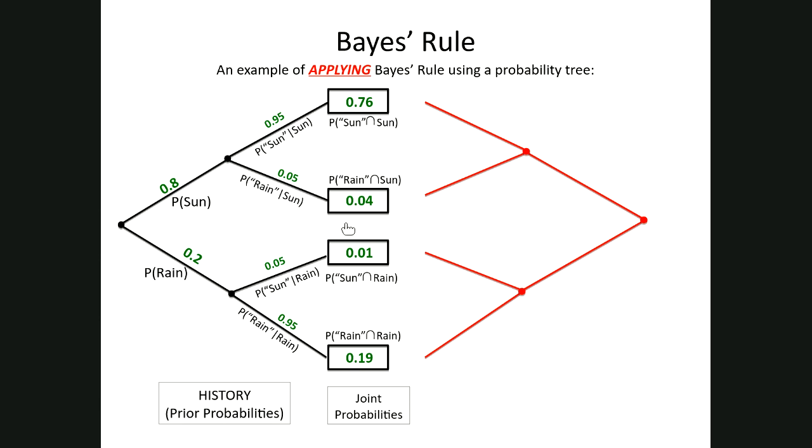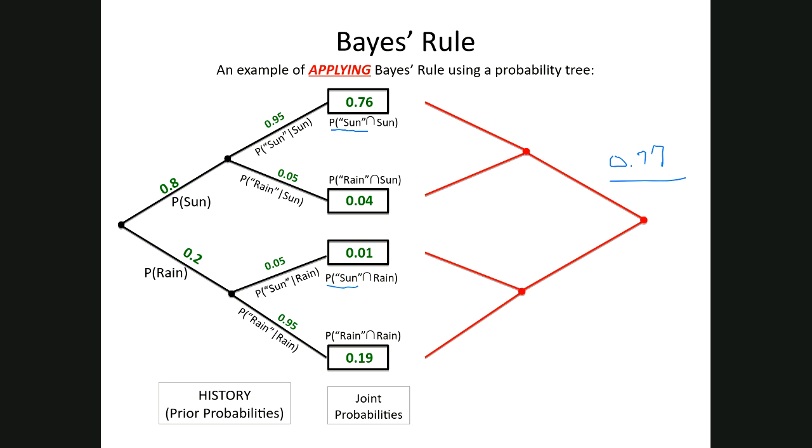So the first question that we wanted to answer is, what's the probability that sun was actually forecast? And if you think about this carefully, sun is forecast twice at the end of this tree. It's forecast correctly here, and it's forecast incorrectly here, but that is in fact the forecast. And so in 0.77, 77% of the time the forecast was for sun.